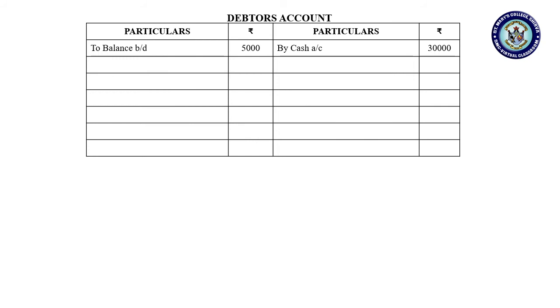the next one, cash returned to customer. There you can see debtor has been debited to cash account. So in the debtor's account, it is to cash account. So write to cash account 270.